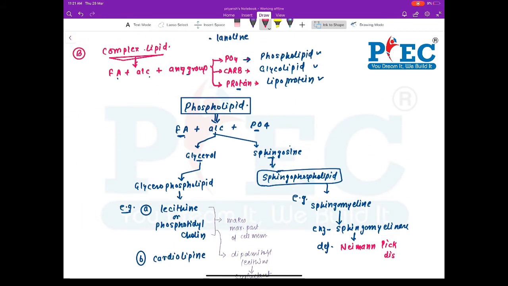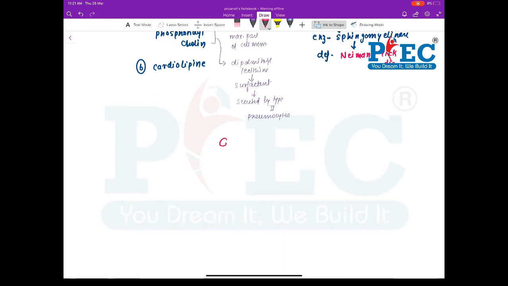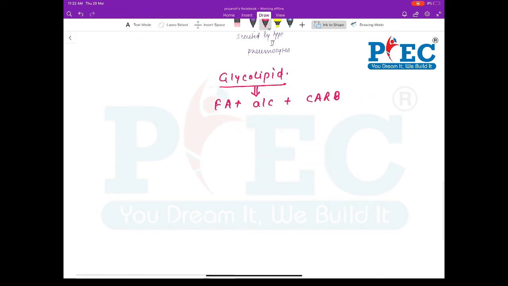So this was the first category, that was phospholipid. Now we'll discuss glycolipid, the second example of complex lipid. The basic constituent of the glycolipid molecule will be fatty acid plus alcohol plus carbohydrate. The alcohol that we are going to use in this glycolipid is sphingosine.